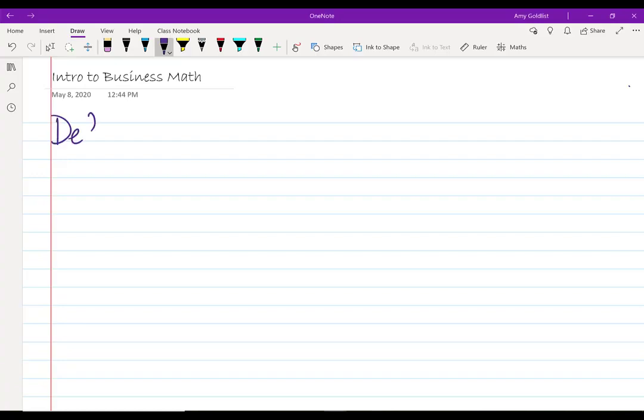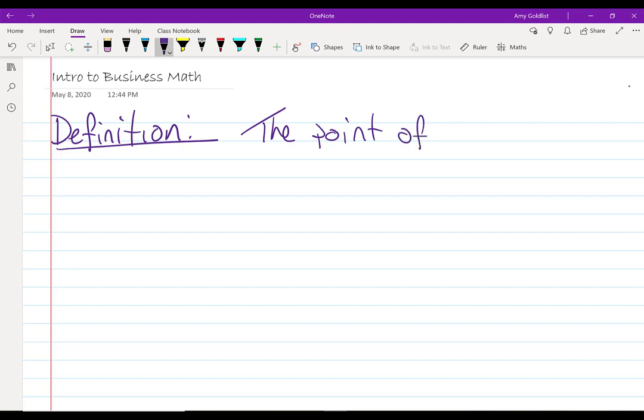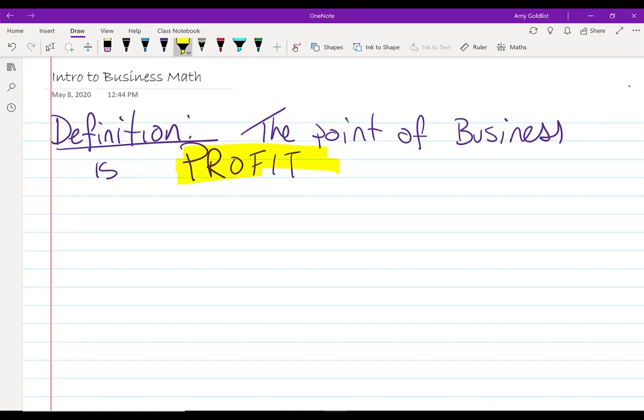Today, we're going to start at the very beginning. What is the point of business? The point of business is profit. Of course, there's other reasons to be in business, lots of other reasons, but in the context of a business math class, this is what we care about.